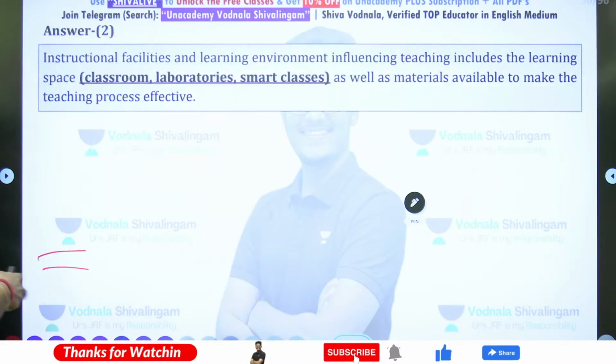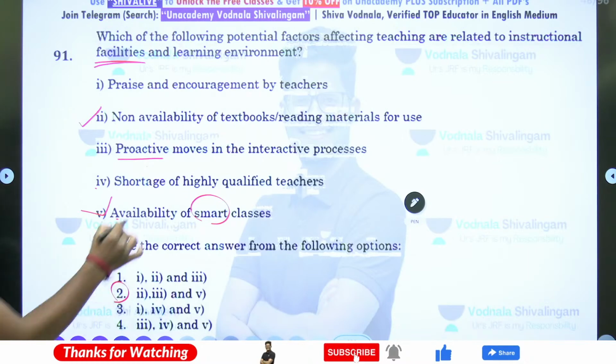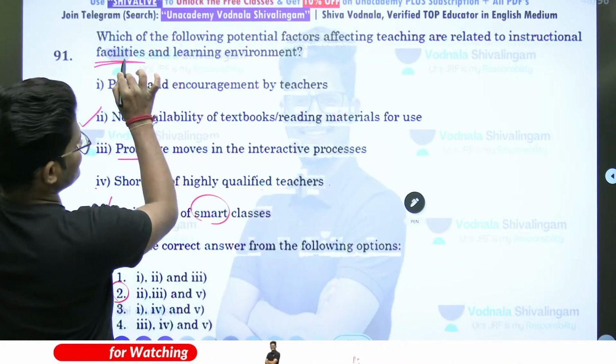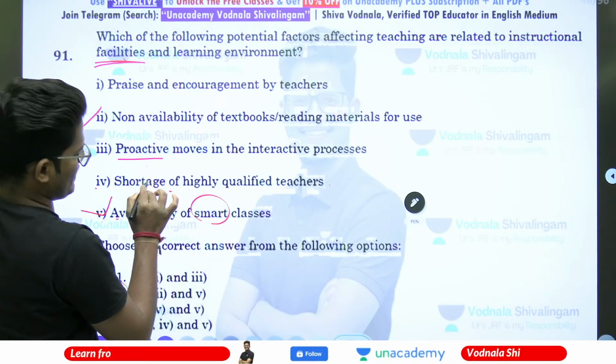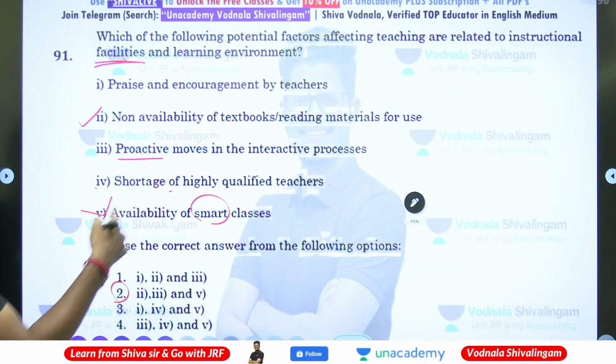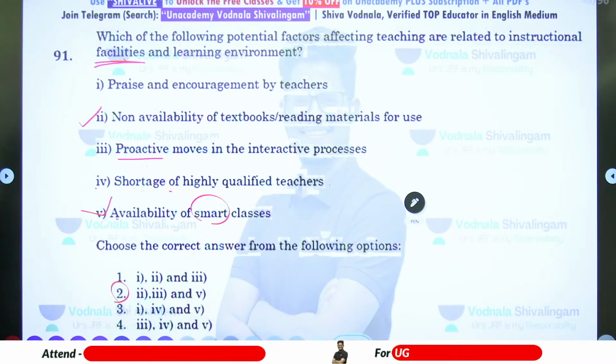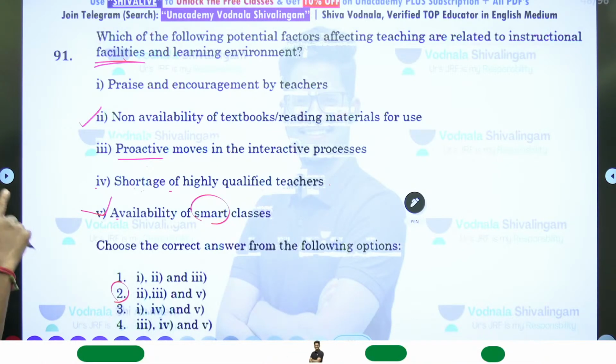Here, statement 4 is given as a shortage of highly qualified teachers, which is not an instructional facility or learning environment. It is about a main component. Shortage of highly qualified teachers, you have to make them available, but that is not about the facility. That is not about the facility. They are asking the question about facility and environment.